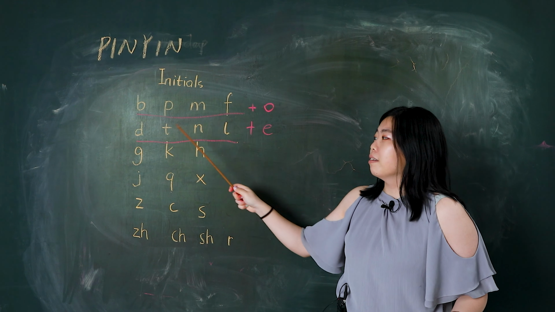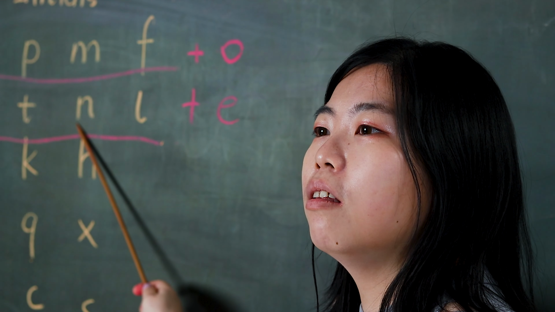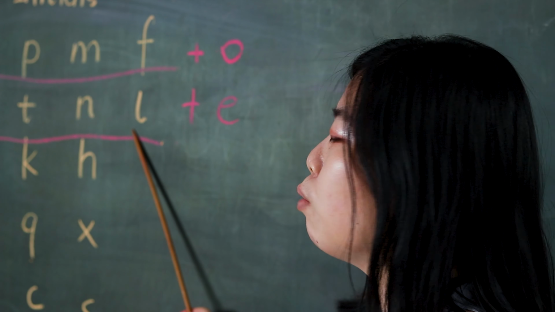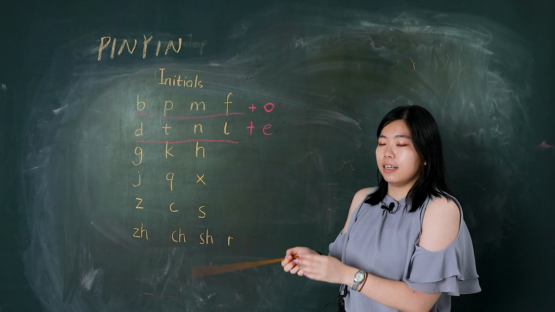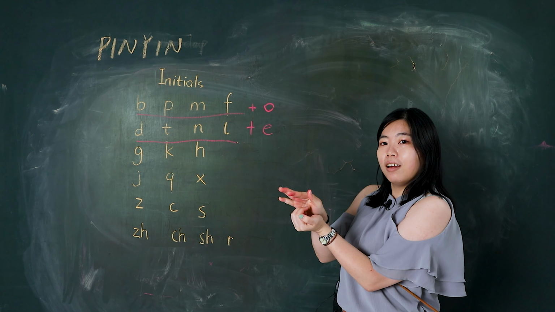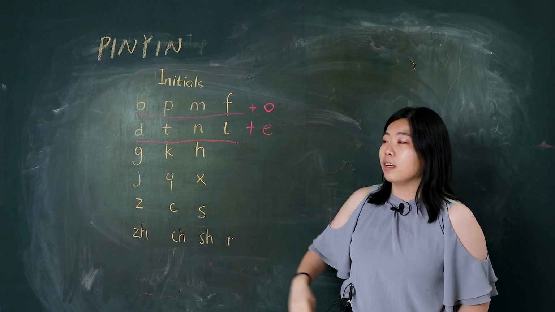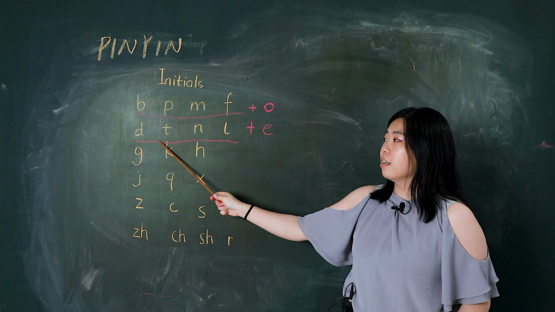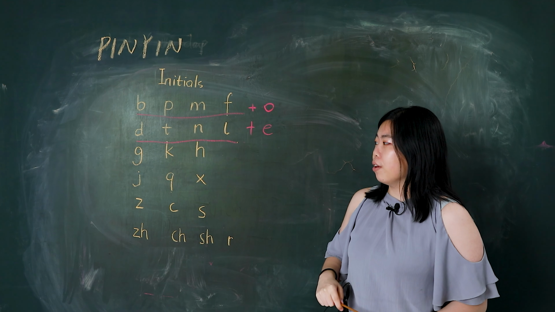T. And this one, from your nose, n, n. And this one, l, l. You place your tongue like this. L, l, l. Very good. Okay, so read one more time with me. D, t, n, l. Very good.